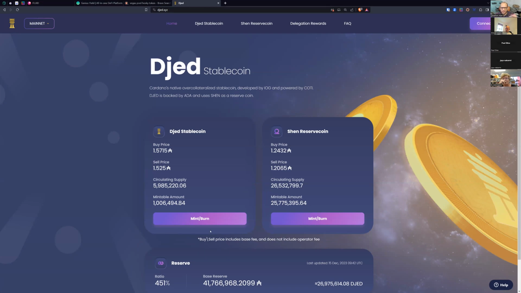You need ADA to mint either of these. So if you want to get in on the stable side, you just want to convert your ADA into effectively a stable coin, then you can mint some JED. And if you're speculating on the JED ecosystem as a whole going up in value, then you can mint some Shen and see that price rise.